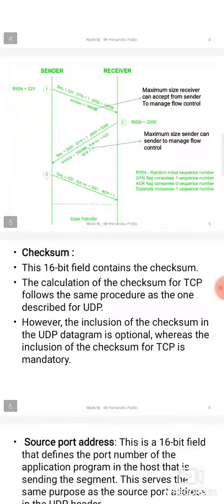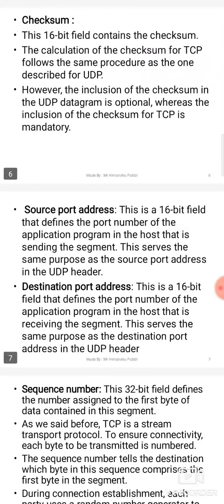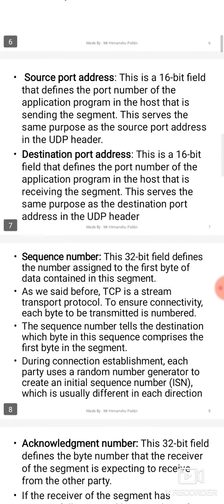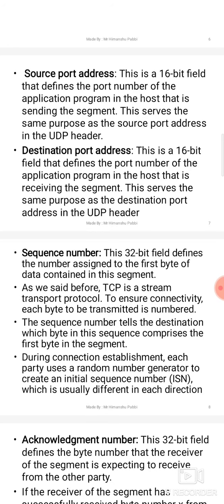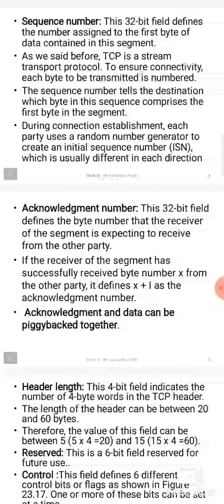Okay, it is a mandatory field in TCP and an optional field in UDP. Source port number and destination port number we have already discussed. It is a 16-bit number. The sequence number will tell from which byte the data will be sent from the sender, and similarly, the acknowledgement is the next byte expected by the receiver.